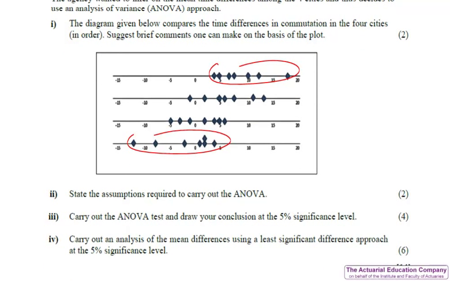Part 2 requires us to state the assumptions, i.e. each of the treatments are normally distributed with the same variance, and if you want, you could mention that observations are independent. Part 3 is carrying out the analysis of variance test, and you'll simply use the formulae given in the tables to show that it is indeed significant.